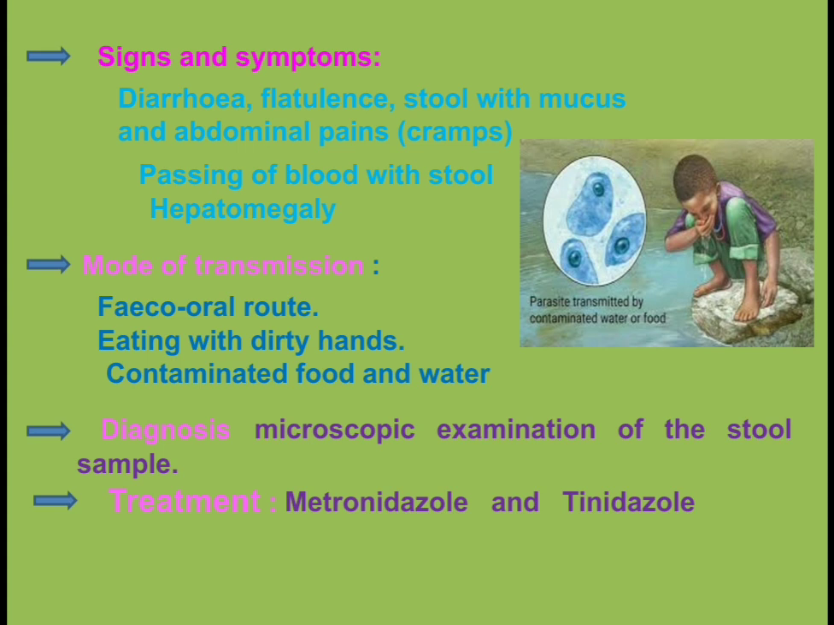Now, what is the mode of transmission of this infection of Entamoeba histolytica to humans? The first route is the feco-oral route. The second route is eating with dirty hands without properly washing them. And the third is by contaminated food and water. What are the diagnosis and treatments in the infection of amoebiasis? Diagnosis of amoebiasis is made through microscopic examination of the stool sample.